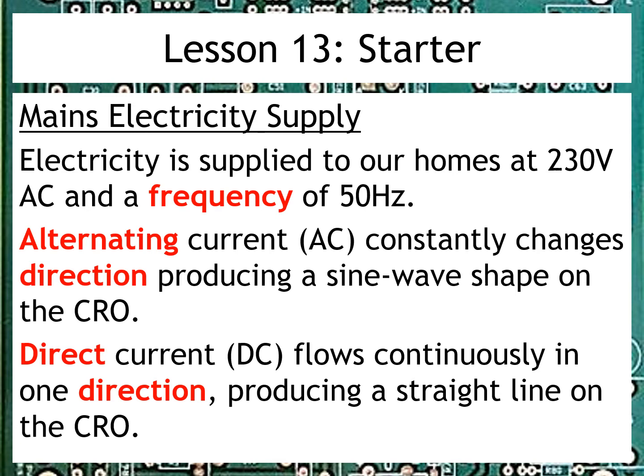So to summarise, our mains electricity supply arrives at our homes at 230 volts AC with a frequency of 50 Hertz. Don't forget, alternating current constantly changes direction. I've highlighted the word direction there because that's the word we're looking for in an exam question, for example. It produces what we call a sine wave shape on the CRO. Direct current or DC current flows continuously in one direction. Again, that word direction is key. So we get the straight line on our CRO.